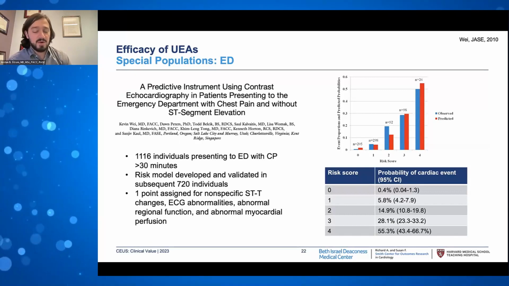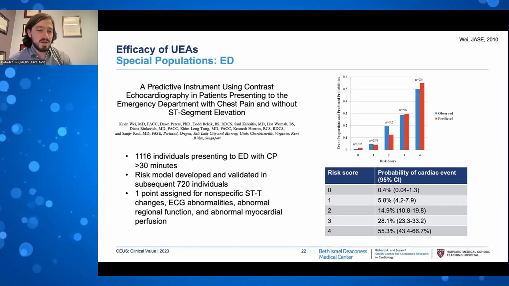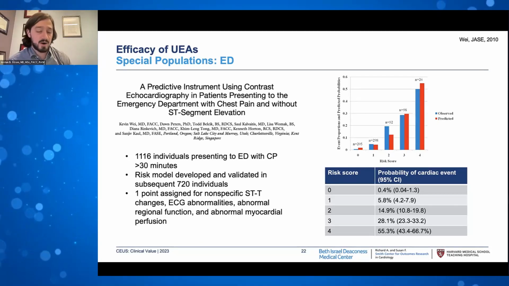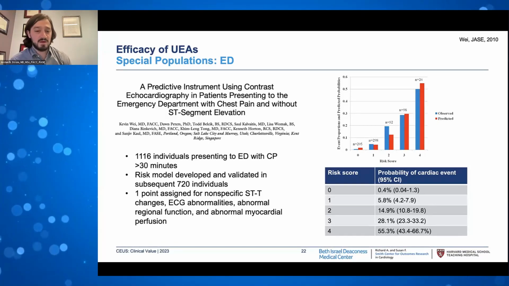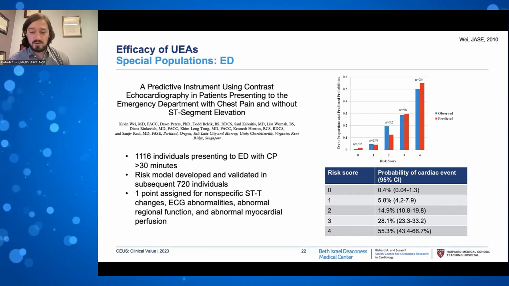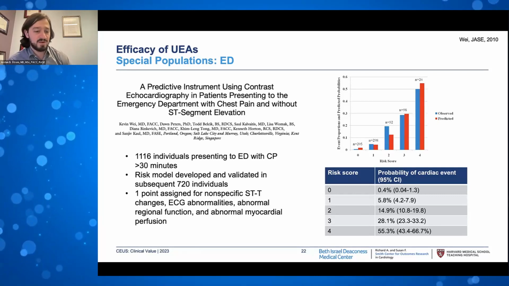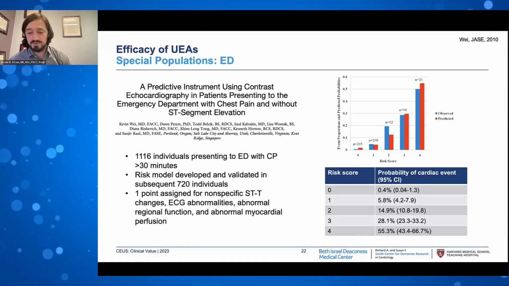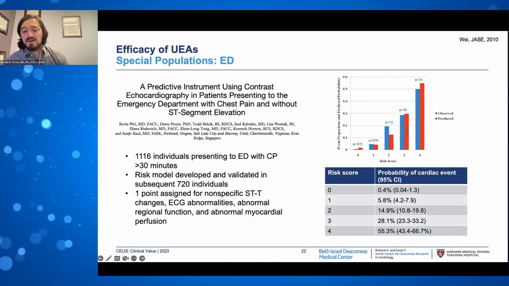Well, this is a great paper that was published in Chest by the OHSU group, looking at developing a predictive instrument using contrast echocardiography for patients who are presenting to the emergency department with chest pain and without ST segment elevation. And they looked at about 1,000 individuals presenting there with chest pain that was more than 30 minutes. And they developed and validated a risk model for prediction of cardiac events in 720 individuals. And they assigned 1 point for non-specific ST changes, EKG abnormalities, abnormal regional wall motion, but then they also looked at abnormal myocardial perfusion. And you can see that they had a fairly good tracking with the risk of cardiovascular events in this population.